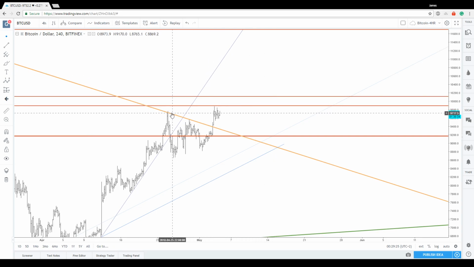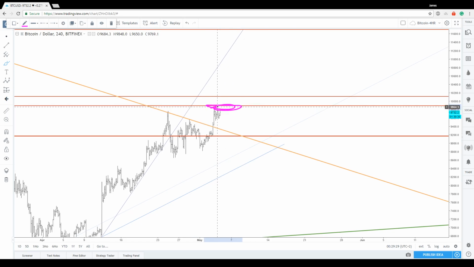But if we do stay within this range and price cannot break above this 9,900 zone, then we're going to continue range bound, and range bound could easily be through here to build out a bigger base before making a bigger move. So that's the whole thing.